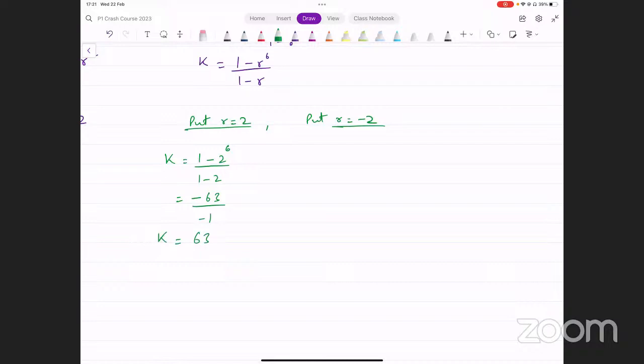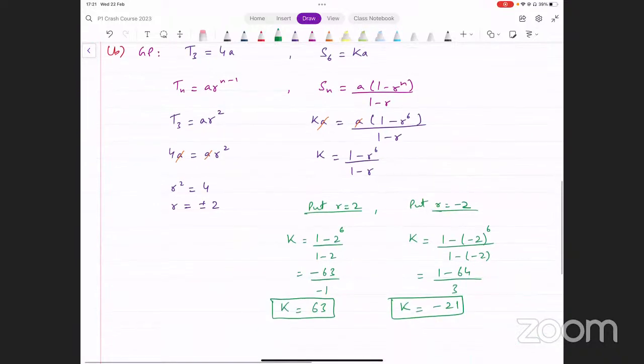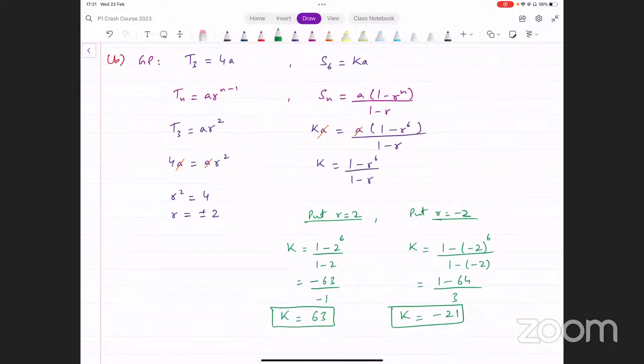The second value of R is negative, so we have to be careful. When we input that here, we have to put that whole thing in brackets. Minus 2 whole raised to power 6 divided by 1 minus minus 2. All right. Now in the numerator, we get 1 minus 64 because an even power becomes positive. In the denominator, we have 1 plus 2, which is 3. And that gives us minus 63 over 3, which turns out to be minus 21. This is the second value of K that we get from this. All right, so these are the 2 possible values of K that we have as the answers from part B.